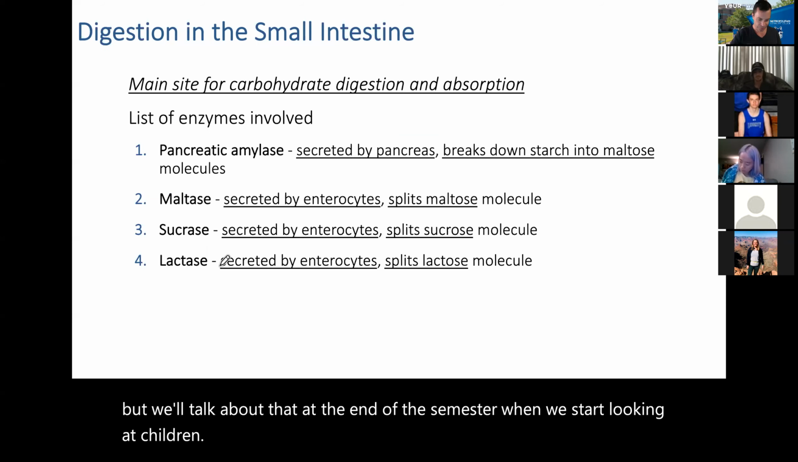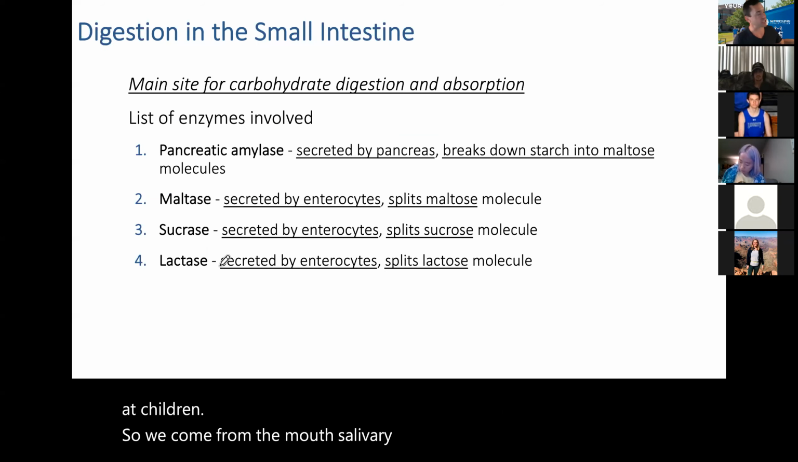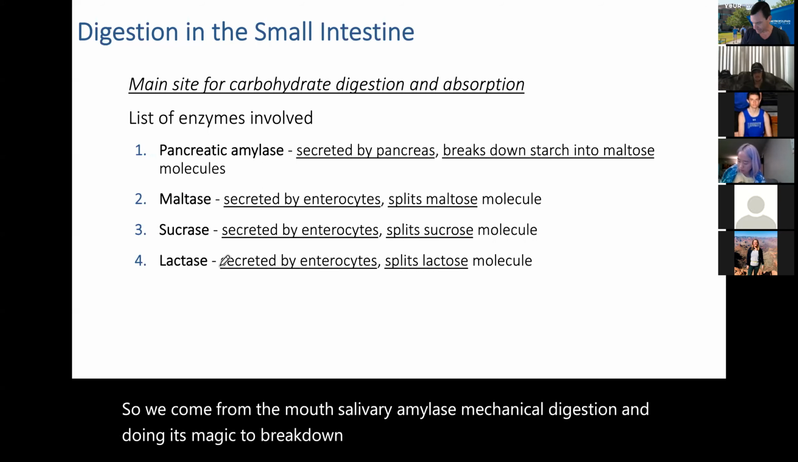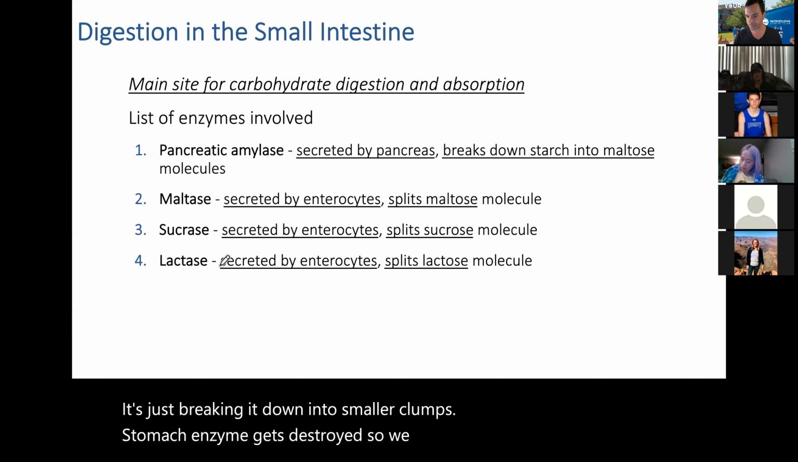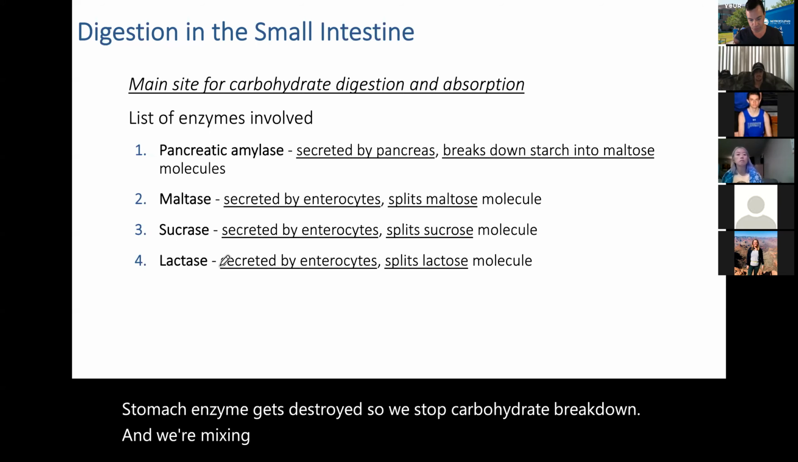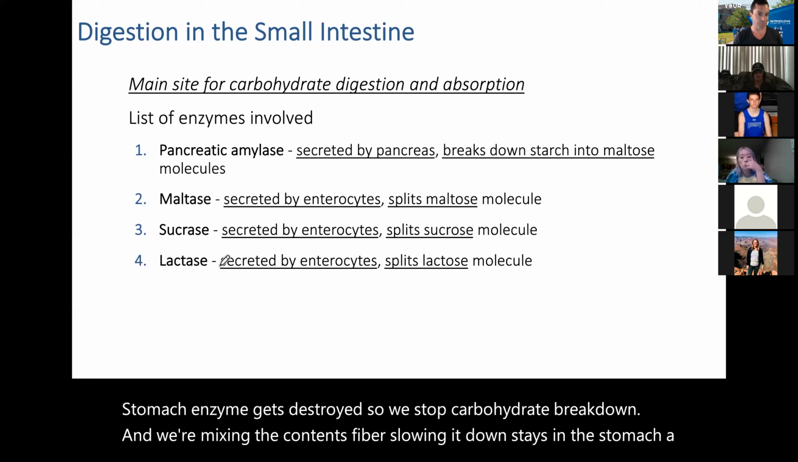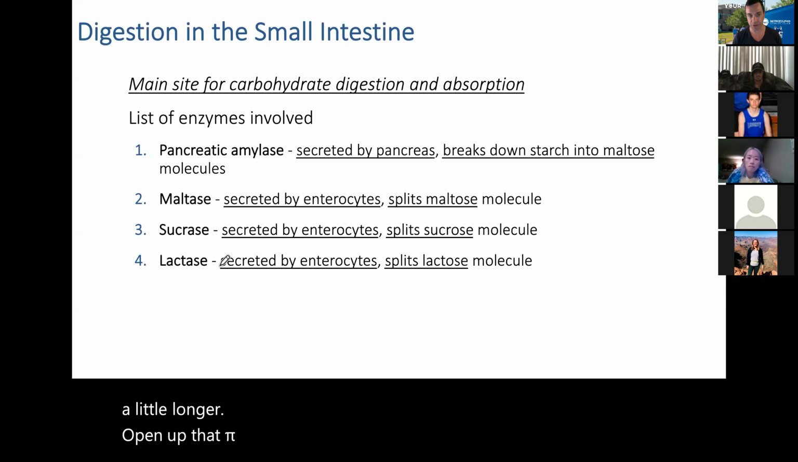So we come from the mouth with salivary amylase, mechanical digestion, doing its magic to break down starch. And it's just breaking it down into smaller clumps. Stomach, enzyme gets destroyed, so we stop carbohydrate breakdown. And we're mixing the contents, fiber slowing it down, stays in the stomach a little bit longer. Open up that pyloric sphincter and we enter into the small intestine.